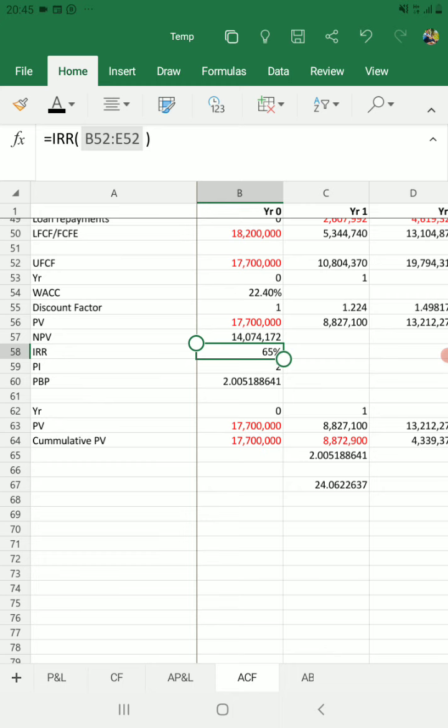IRR, as we said, is the internal rate of return, and when it is greater than the cost of capital, and in this case the weighted average cost of capital, then it is plausible. That means the business is generating more, the internal rate of the business is more than what is required to compensate the providers of funds, that is the cost of capital.